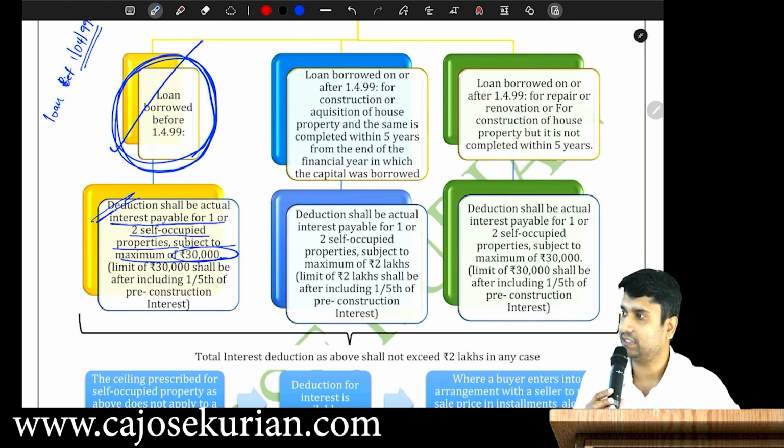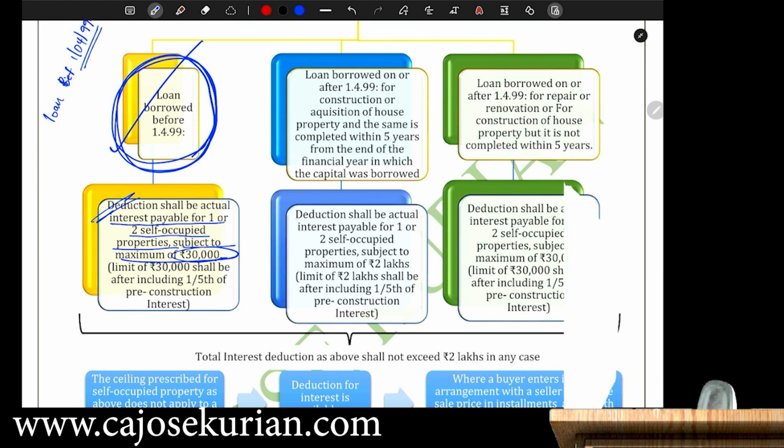Now let me ask you one question. How many properties can you maintain as self-occupied property? 2 properties. I have 2 properties, and for both of them I have taken a loan before 1st April 1999. Can I claim 30,000 per property, or is it a combined threshold? Combined threshold. For both the properties together, I can claim a maximum of 30,000, and that is also subject to actual. Are you all with me?